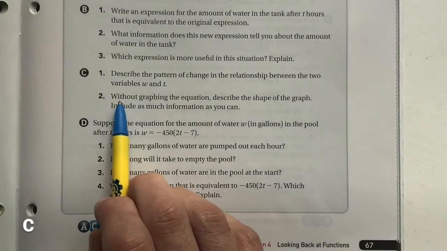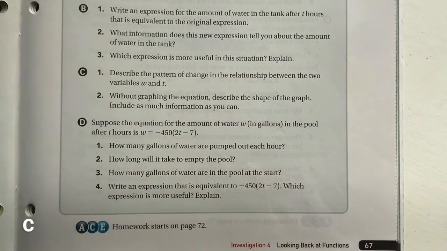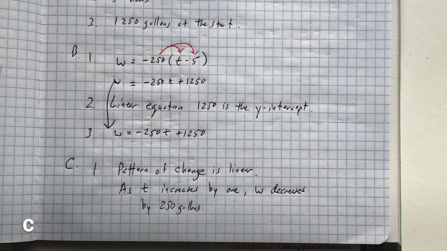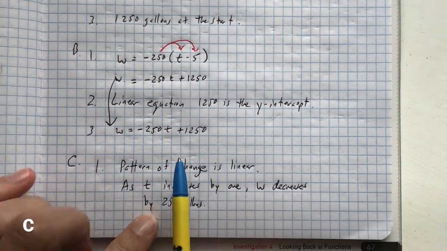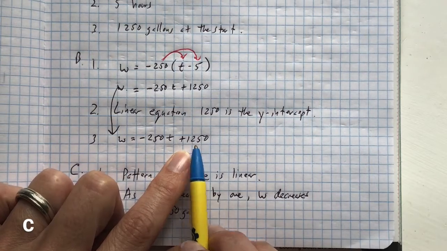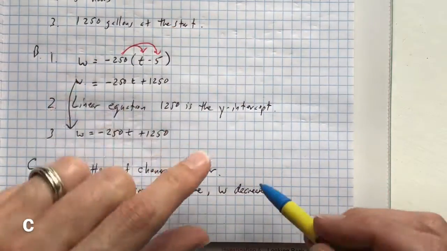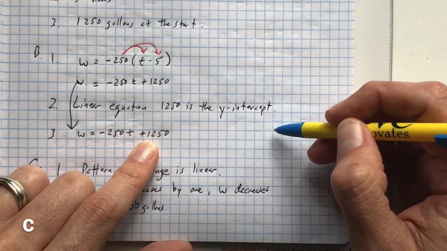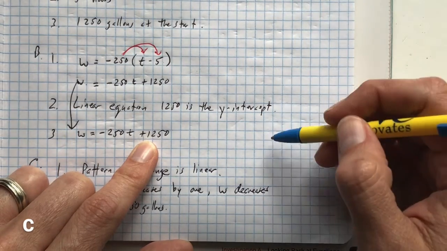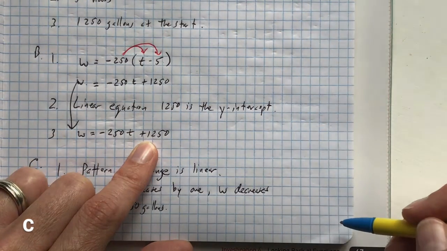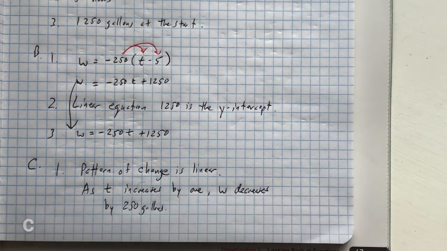And part 2, without graphing the equation, describe the shape of the graph. Include as much information as you can. Well, for me specifically, I would say that without graphing, it makes me want to graph it, but because we have a y-intercept up here, I can envision having the x and y axis already drawn, and we'd have the positive 1,250 be the y-intercept up high, and we'd have a -250 kind of coming down, so it'd be a straight line going down towards the right. Down towards the right, and when we actually get to 5 hours, it'd be at 0. That's how we would describe that.